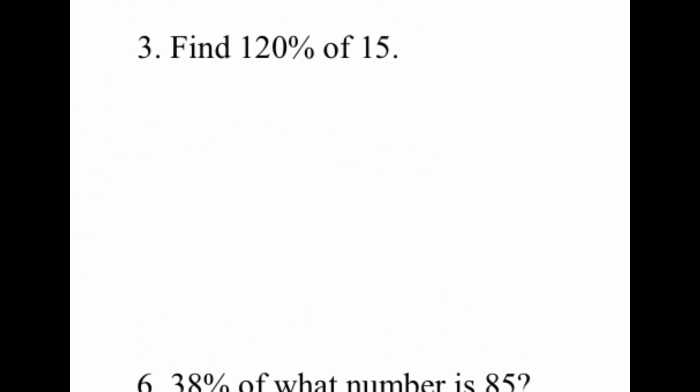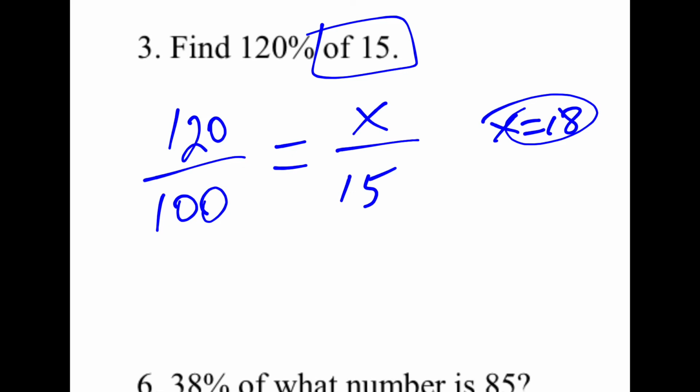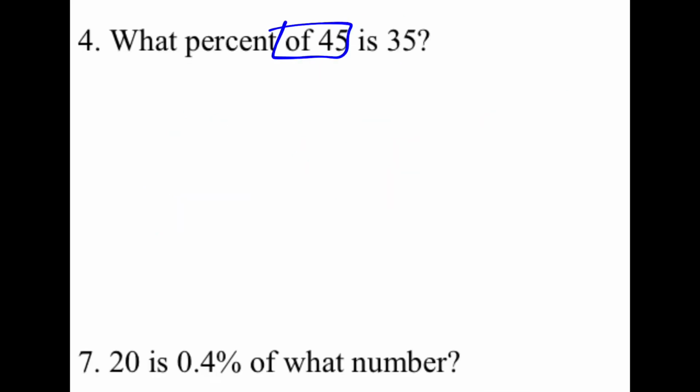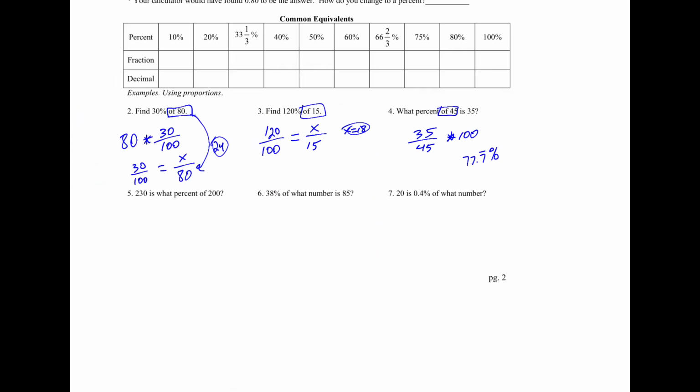Next up, 120%. If you want to do it as a proportion, 120 over 100 is equal to, because it says of 15, 15 goes on the bottom, and you cross multiply and solve. This is going to be 18 after you cross multiply and solve. Of 45 is 35. So 35 over 45, and you just multiply this by 100. And this gives you 77.7 repeating percentage.